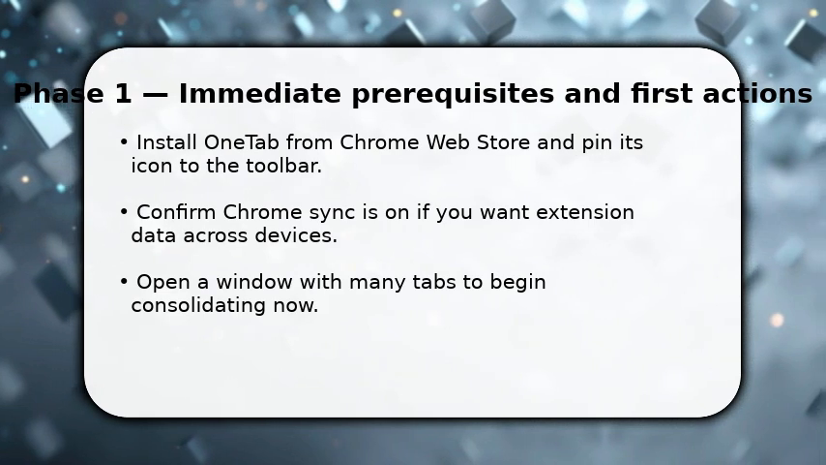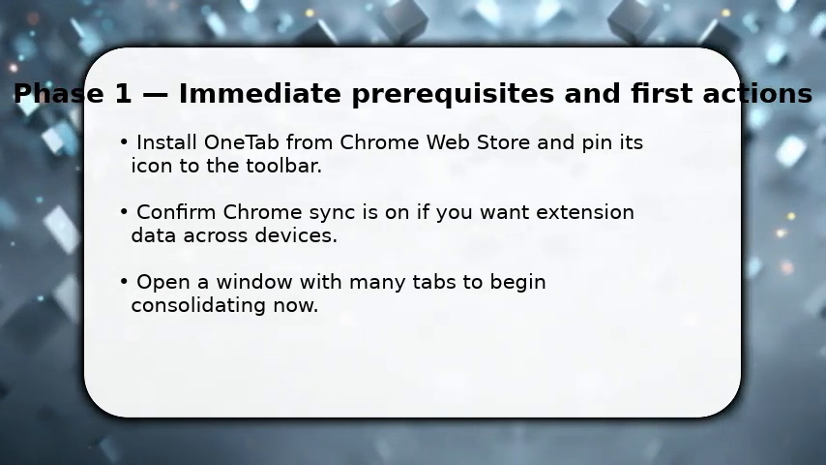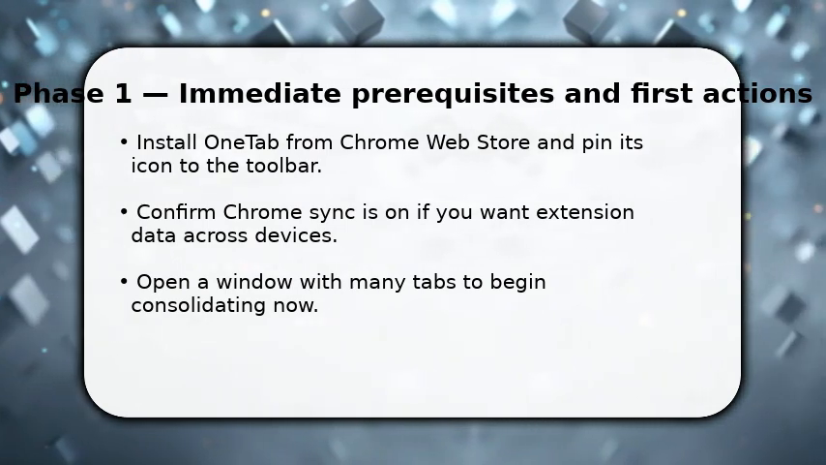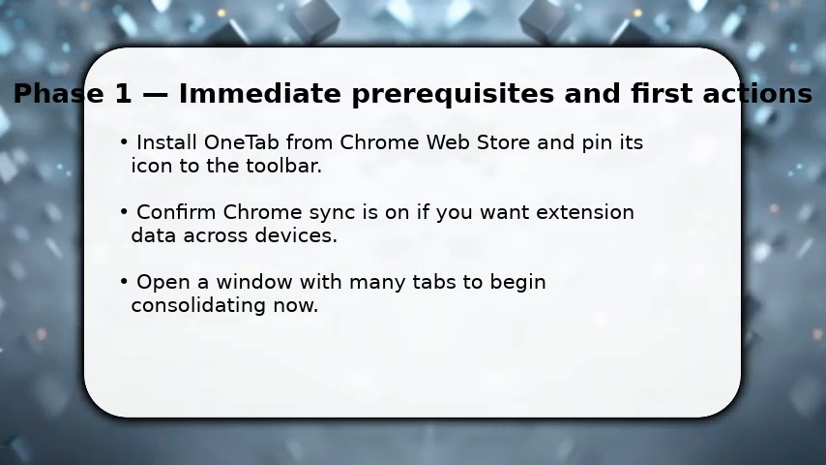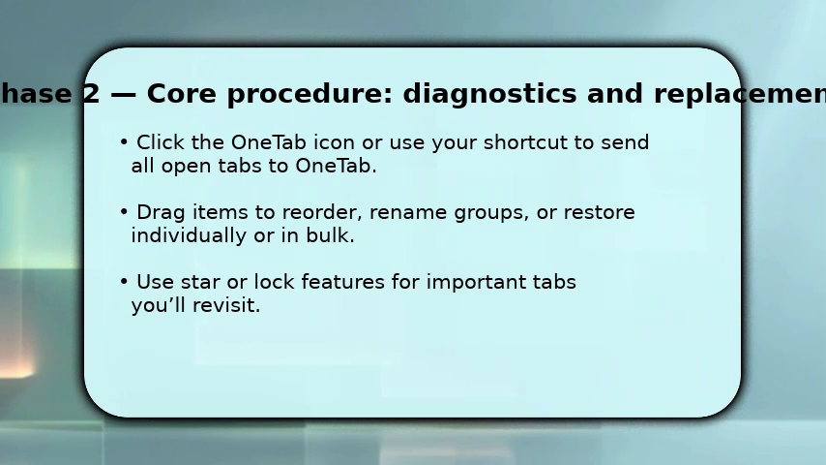Make sure Chrome Sync is active if you want the One Tab list on other devices, and note the optional keyboard shortcut you can set in extension settings to speed things up. Once done, click the One Tab icon or press the keyboard shortcut to send the current window's tabs into the One Tab list. This frees memory immediately.